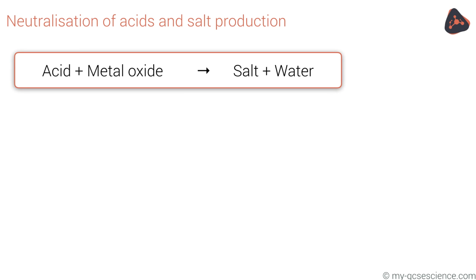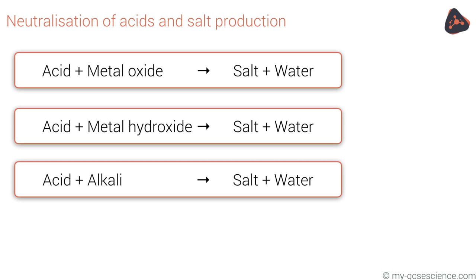So, acids will react with metal oxides, metal hydroxides, and alkalis in the same way. This is because all metal oxides and hydroxides will neutralize acids. We call them bases. A base that can be dissolved in water is called an alkali. So bases and alkalis will react with acids by neutralizing them to produce salt and water. So this is slightly different to what happened when you had a metal by itself, which produced hydrogen. Now, as well as the salt, we produce water.